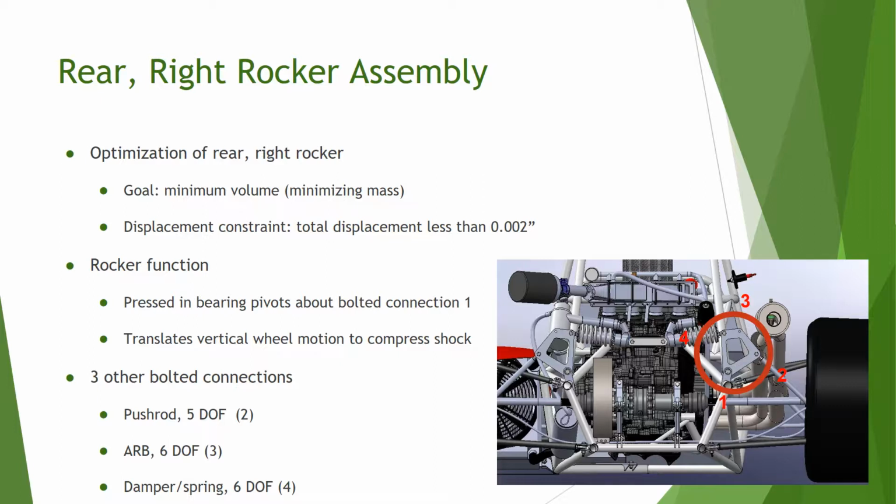The goal of this optimization is to minimize the mass of the rocker, since you want the car to be as light as possible, but without compromising the structural integrity and stiffness of the part. This optimization will be set up and run using Altair HyperMesh. The four bolted locations on the rocker are the frame connection, push rod, anti-roll bar, and the shock, all having numbers corresponding to the bolt locations on the diagram.